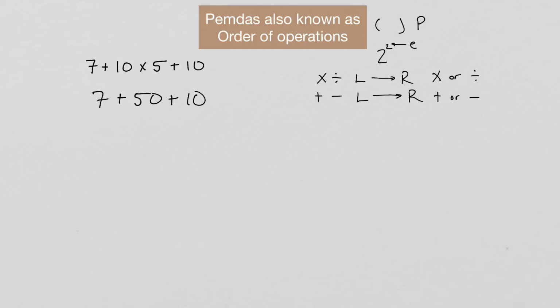Okay, looking from the left, going to the right, we have all additions, so we just go from left to right. So 7 plus 50 gives us 57, plus 10. 57 plus 10 equals 67.